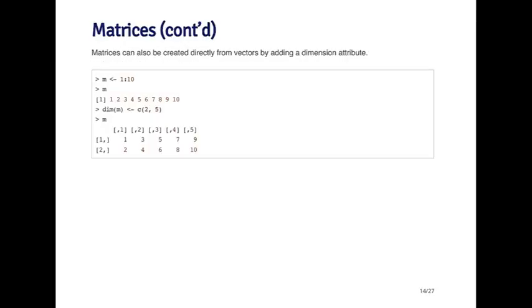You can also create a matrix by adding the dimension attribute to a vector. For example, I can create a vector that's the sequence 1 to 10, and then add the dimension attribute to it. Here I'm using the dim function, but I'm assigning a value to the dim attribute of M. I'm assigning the vector 2, 5. So what I'm saying is I want to take this vector and transform it into a matrix that has 2 rows and 5 columns. Now I've got a matrix M which has 2 rows and 5 columns, and it's filled in column-wise.